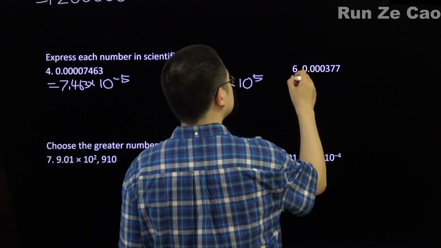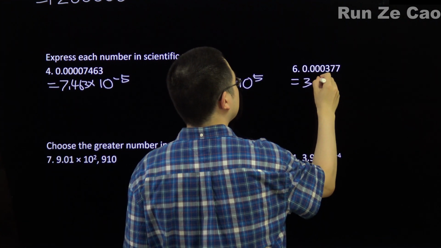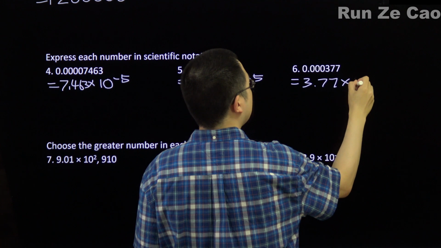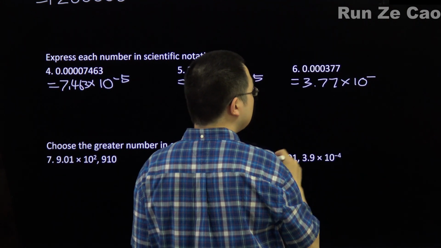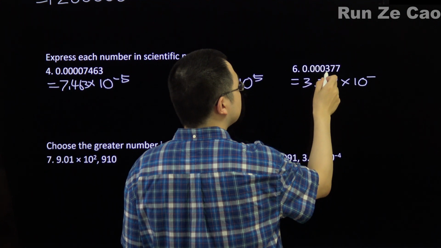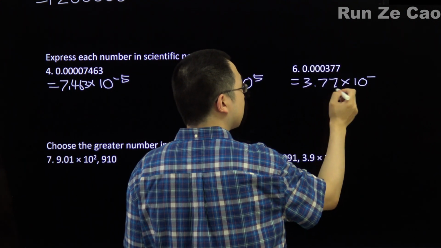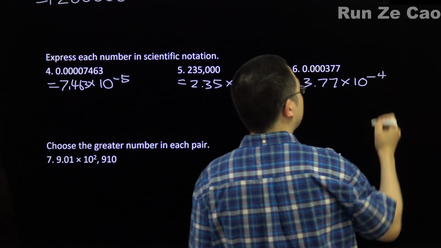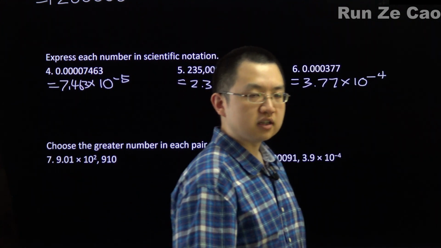0.00377. Well, that's equal to 3.77 times 10 to the negative how many? Well, negative third would be the third 0. Now, that 3 is therefore in the negative fourth. 10 to the negative fourth position.